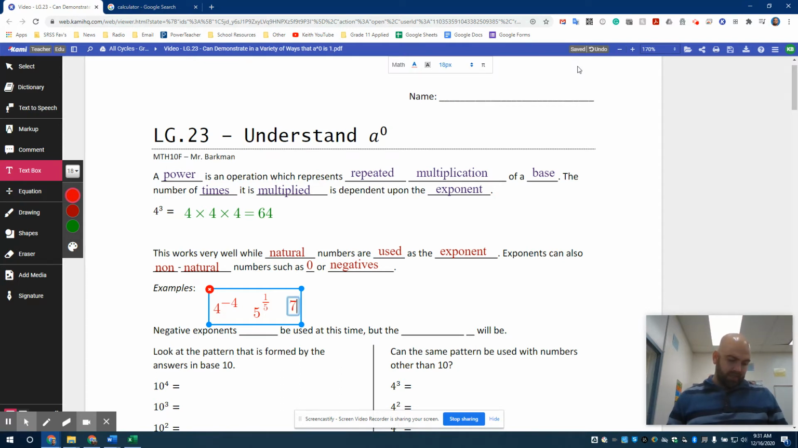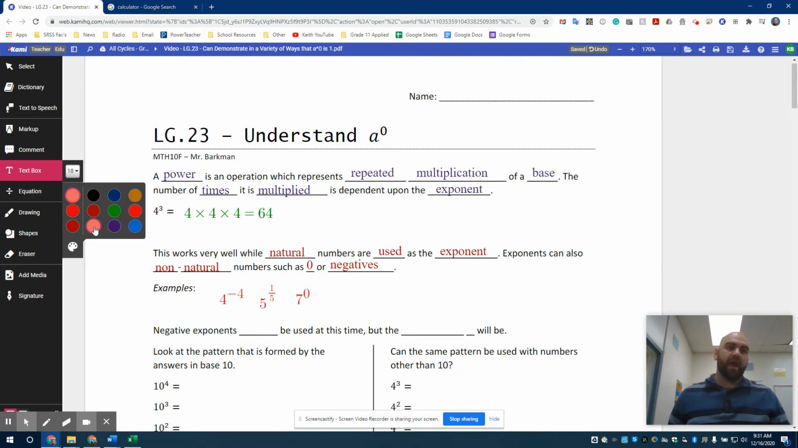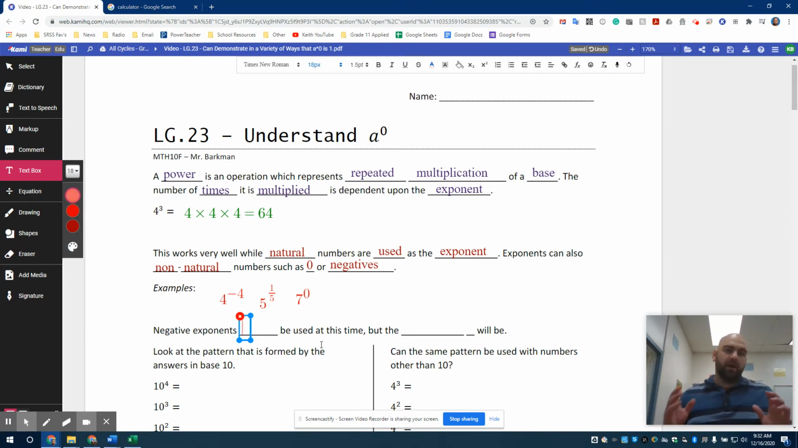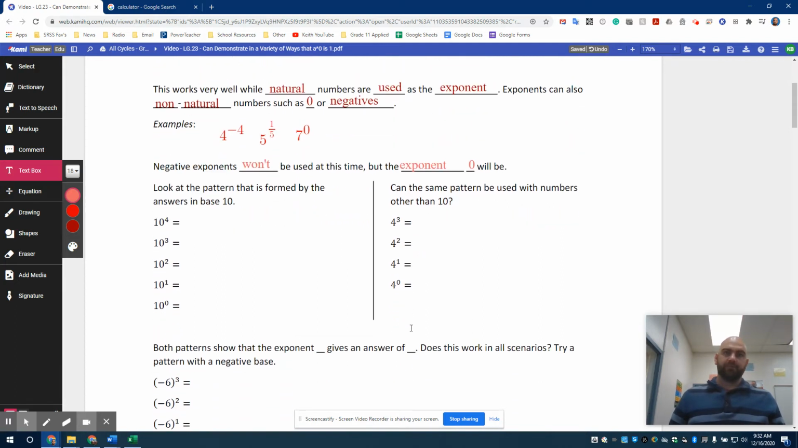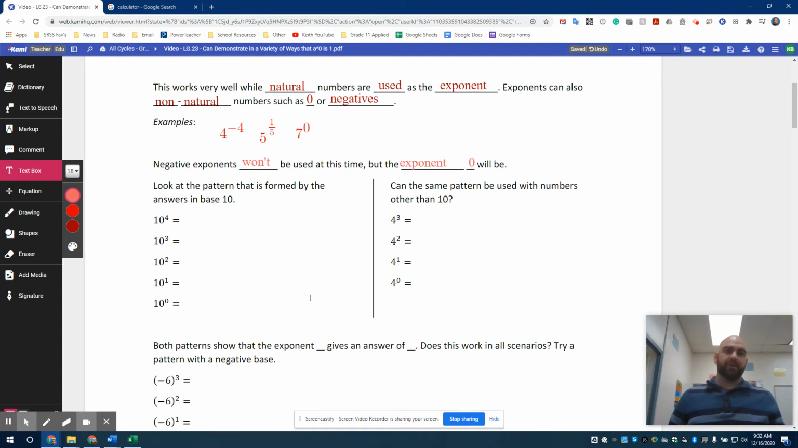Or, and the big one that we're going to be taking a look at today is what happens when we have to the power of 0. We will be taking a look at what that represents today. Now, as I mentioned, negative exponents won't be used at this time, but the exponent 0 will be. I'm going to go through 2 different methods on how to prove the value of an exponent 0, and in fact, it's always the same thing, and we'll get into that in just a little bit. We're going to go through a couple different examples on how to prove that.